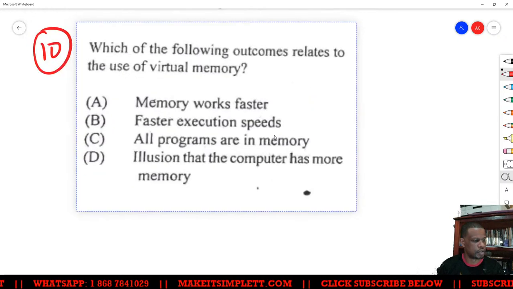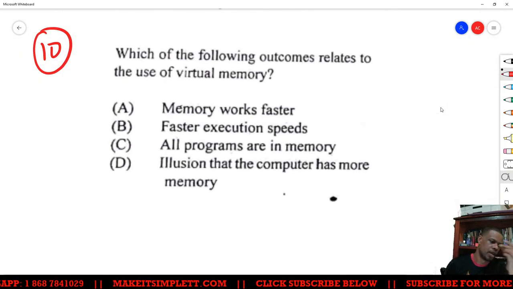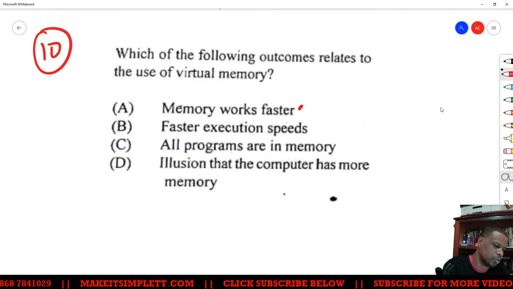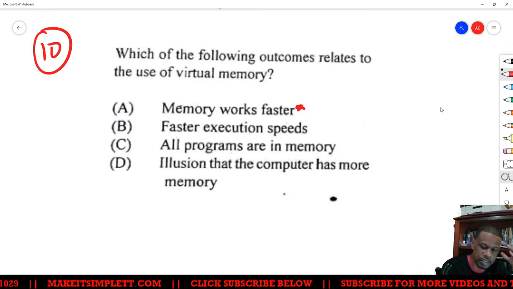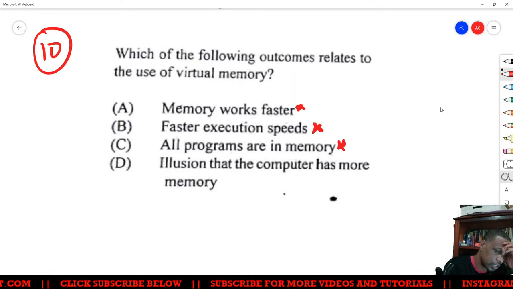Which of the following outcomes relates to the use of virtual memory? Memory works faster. Nope, memory doesn't really work faster. It's still the same speed as it was. Faster execution speeds. Nope, the memory will still go as fast as it can. All programs are in memory. Definitely not, because all the programs can't fit in memory.